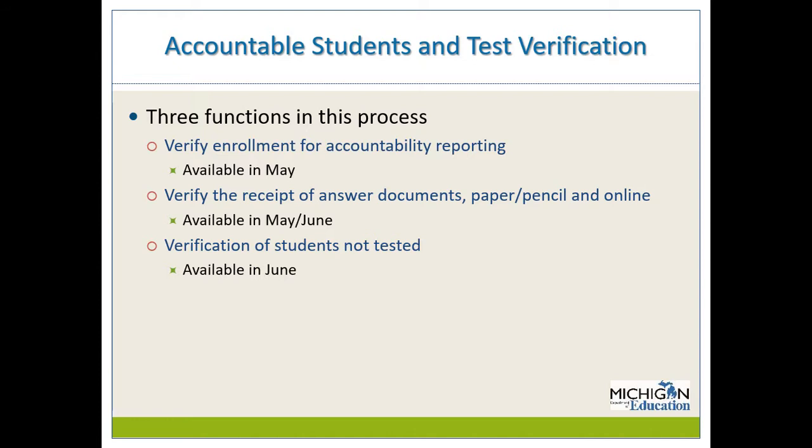In May, you will have the opportunity to verify enrollment from MSDS in the secure site for accountability purposes. In late May or June, schools will have the ability to verify the receipt of answer documents by the scoring contractor. This is for the online and paper and pencil tests. And in June, schools will have the opportunity to provide a reason a student did not test.